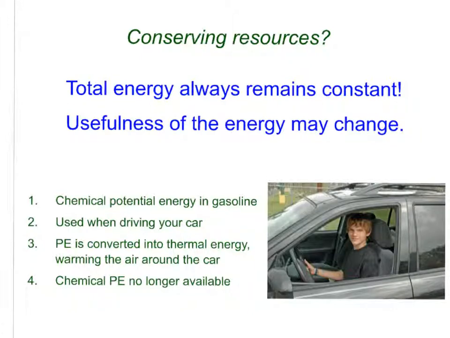The total energy always remains constant, but the usefulness of the energy definitely changes. The form that the energy is in may be more useful in certain forms than in others. For example, there is chemical potential in gasoline. A huge amount of chemical potential in the gasoline. When you drive your car, you use that chemical potential up and transfer that into mechanical energy to make your car work. You also transfer a lot of that into heat energy that sort of warms a little bit of the universe right around where your car is.